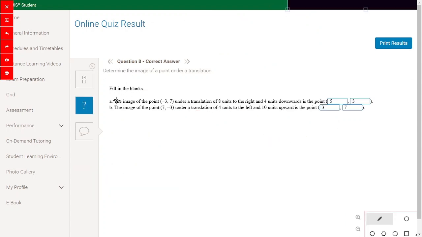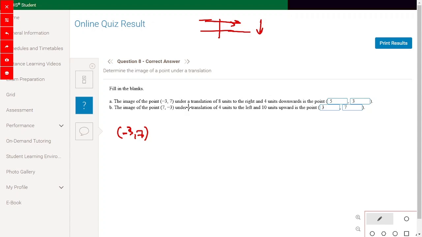Now question number 8. The image of the point minus 3 and 7. I have a point minus 3 and 7. And the translation of 8 units to the right. 8 units to the right means moving positive, and 4 units downwards. So it will be minus. So what is the image of this point?